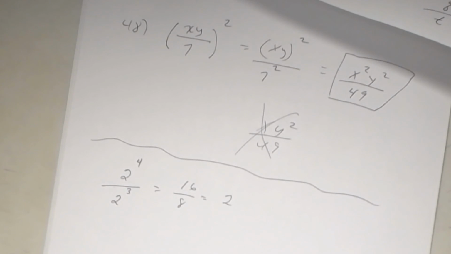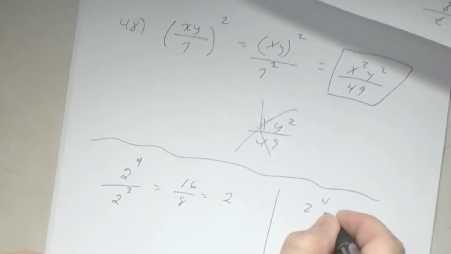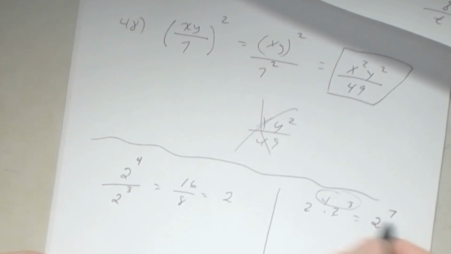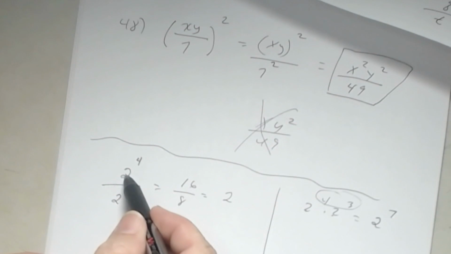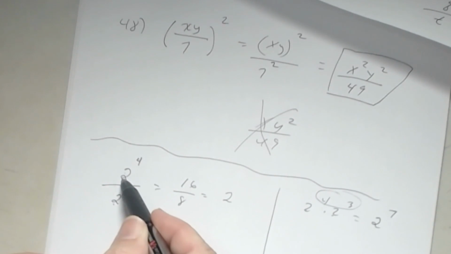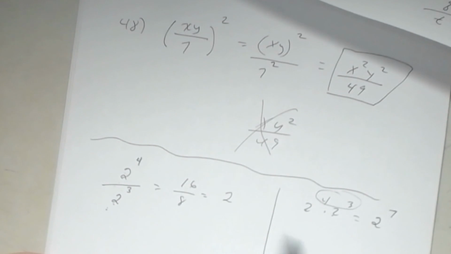And that's really 2 to what power? To the first. Okay, so remember the product rule. When you multiply like bases, what did I do to those exponents? You add them. Notice this base right here is 2, and this base right here is 2. Here I'm multiplying like bases, and the exponents add.